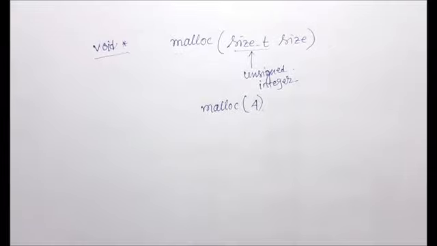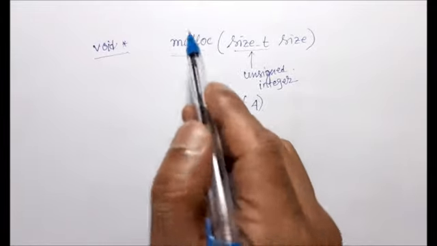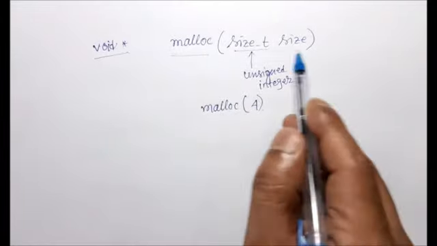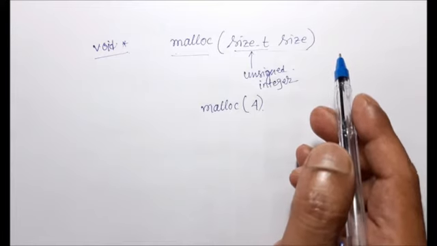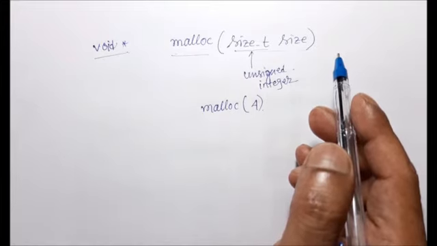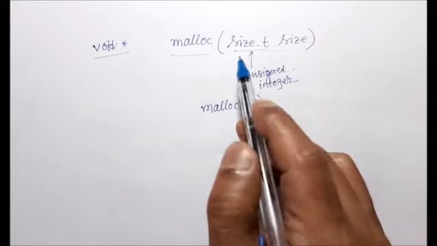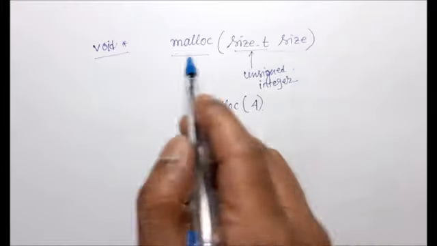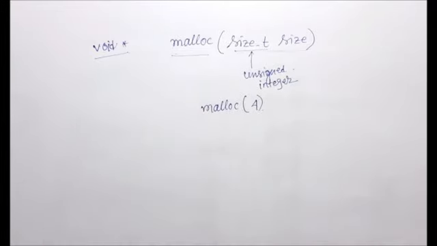Okay. So, this is my function. When you call this function, I will pass an argument. What is the argument here? I have to specify how many bytes are required for the particular block. We have to mention that here. This is the malloc function, and the return type of this function is void.